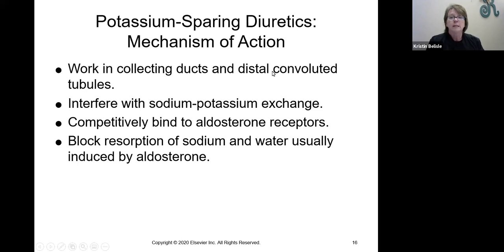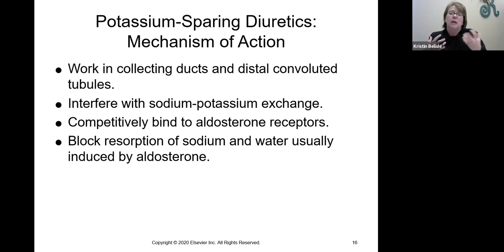It works in the collecting ducts and distal convoluted tubule. It interferes with sodium-potassium exchange. I love sodium and potassium, but I always compare them to a divorced couple that can't stand each other. When one's in the house, the other has to leave. So if sodium goes somewhere, potassium goes the opposite direction. They competitively bind to the aldosterone receptors and block reabsorption of sodium and water, usually induced by aldosterone. Because they block that reabsorption, the sodium and water stay in to be urinated out, and potassium will go back in. It's going to absorb potassium because where sodium is, potassium wants to go away.